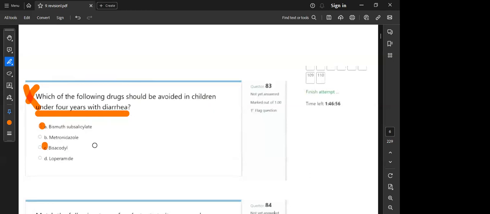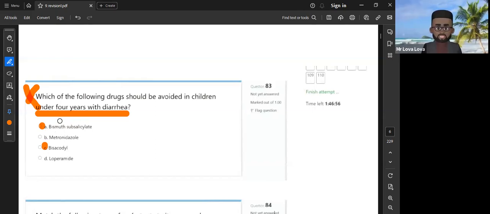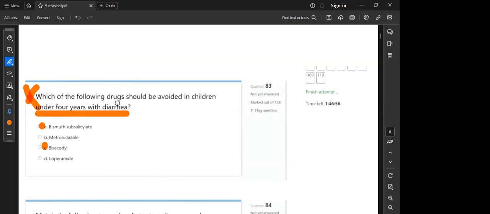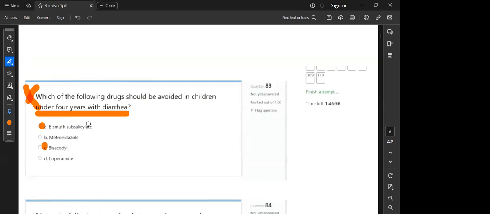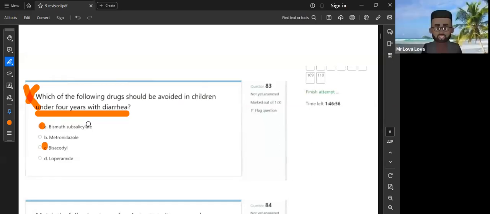So ideally you shouldn't even be considering bisacodyl, it's just C. So you're saying you would give them bismuth? Yes. The question is, which should be avoided? Avoided, yeah, that's what I'm saying. Basically, I'm neglecting choice A because it has no indication in this patient at this point, right? But bisacodyl will worsen the effects and it will increase the diarrhea.